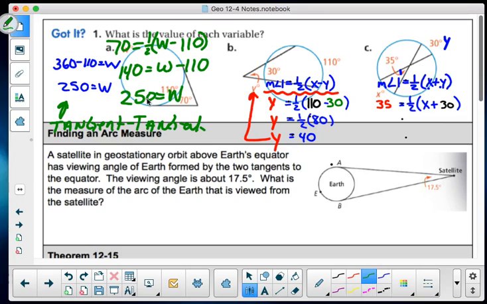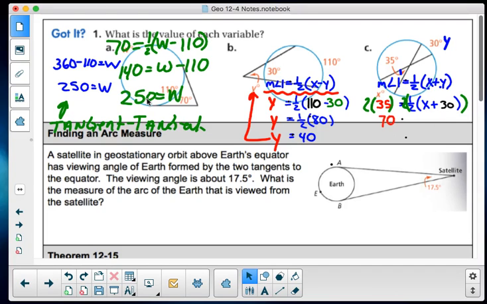At this point, I'm going to multiply by 2 on both sides, okay? And when I do that, I know 70 is equal to x plus 30. I'm going to subtract 30 from both sides and have 40 equal x. So I know for sure 40 is x. And if I add 40 and 30, I get 70. Divide by 2, I get 35. So it works. And it's going to work out real nice.